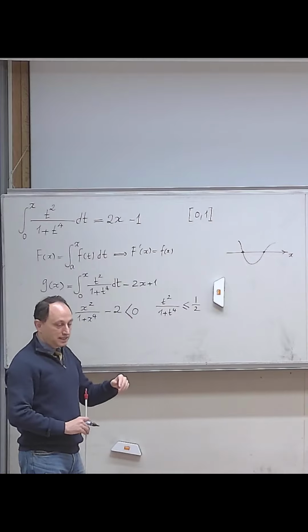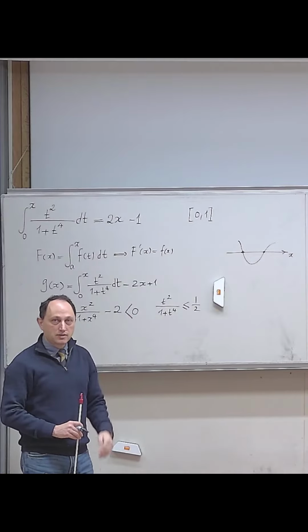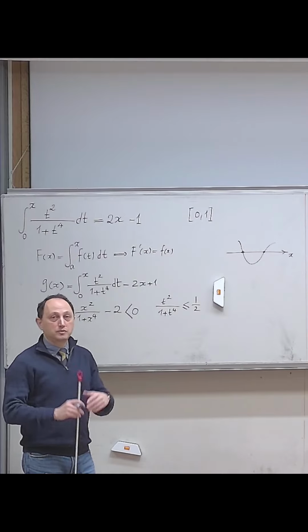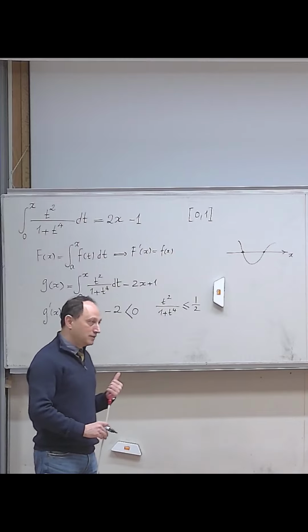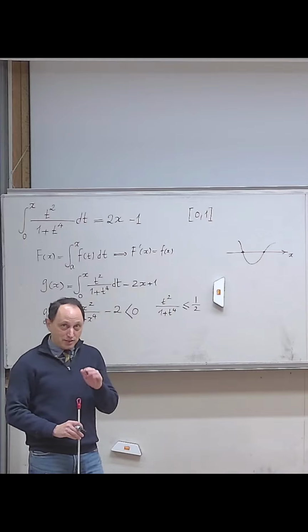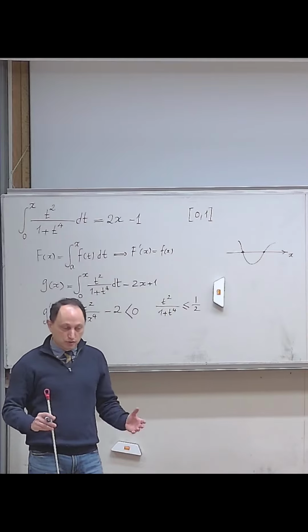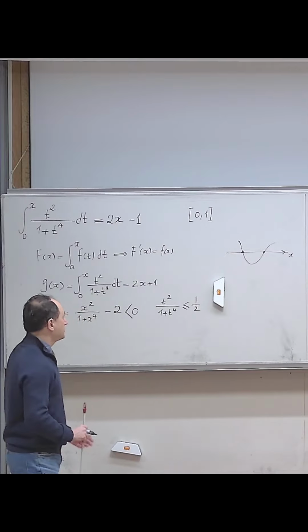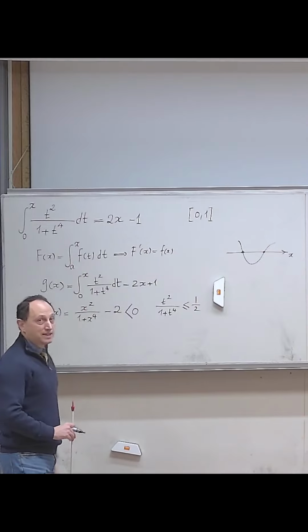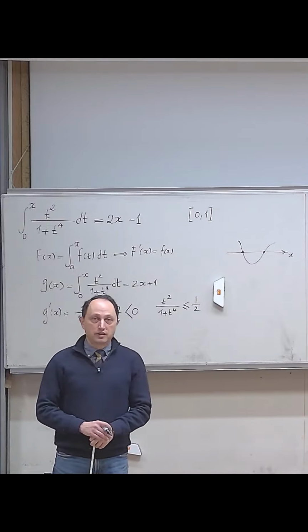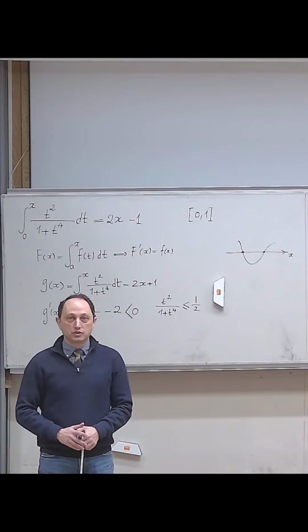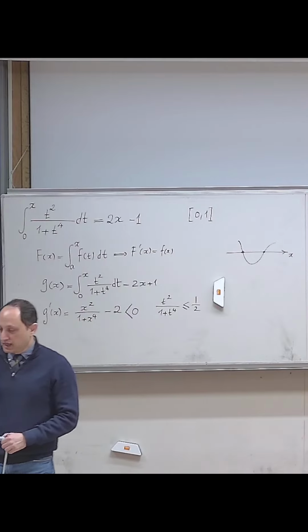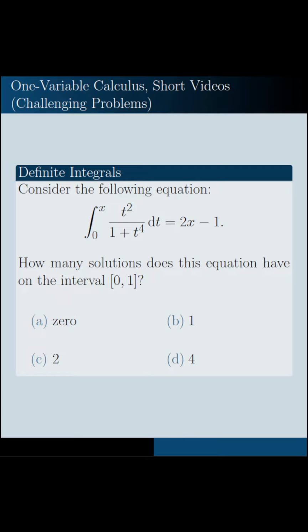So this means that if it is supposed to cut the x-axis, it will cut it exactly at one point, not more. It will not be able to cut it more than one point. On the other hand, based on the previous argument, it has to cut it at least in one point. So combining these two together, I was able to show for you, hopefully you could understand me, that this equation has exactly one solution within the open interval from 0 to 1. So this means that option B is the correct answer to the problem.